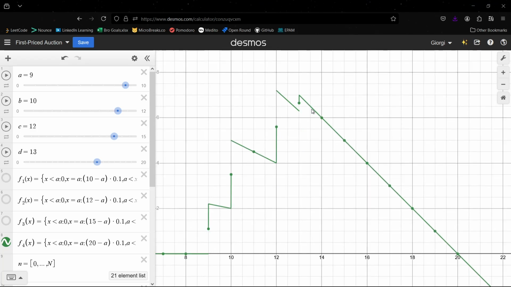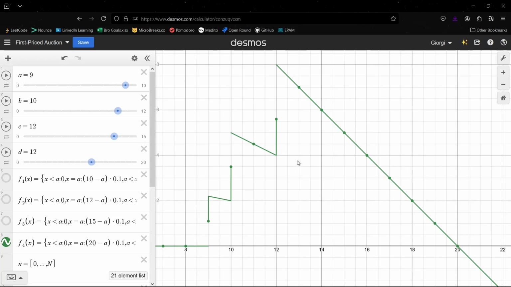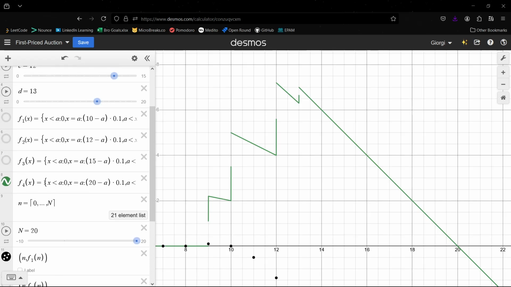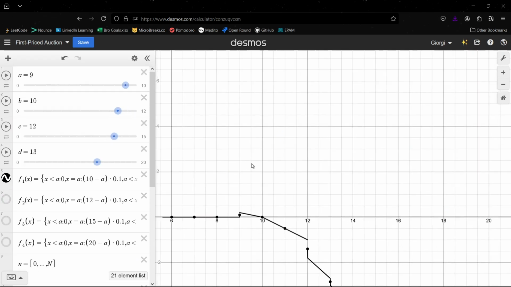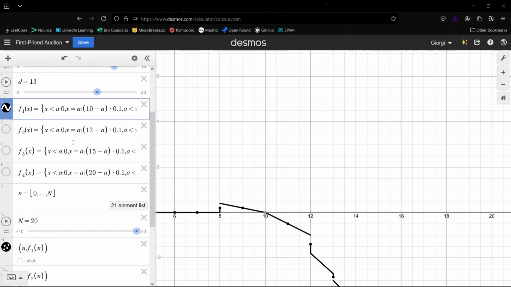Well, we practically solved it, but what if we do this? 12. Okay, 12 is not a Bayes-Nash equilibrium. And what if I change A? Let's see. Change A to 8. So they're indifferent, I think. So this is also a Bayes-Nash equilibrium.